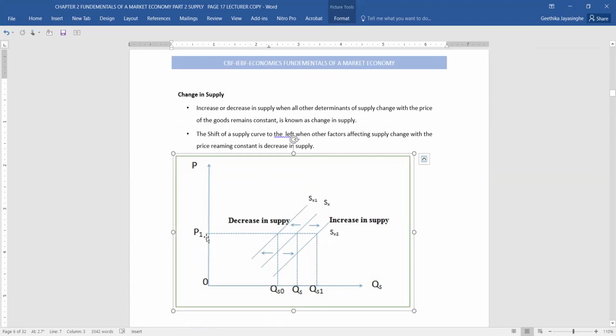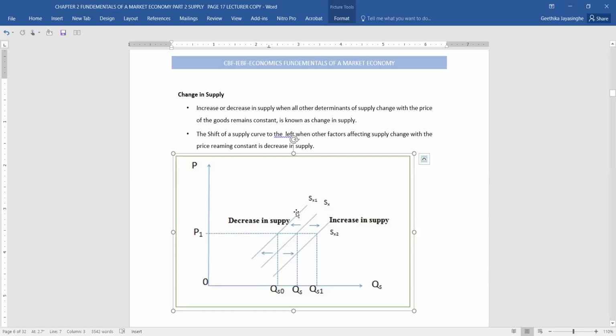For example, for P1, here this is QS0, so this is the first one, and here at P1, if you talk about this SX curve, the quantity supplied QS is so much, like that. So the curve can shift to its left and right. Just take it down.